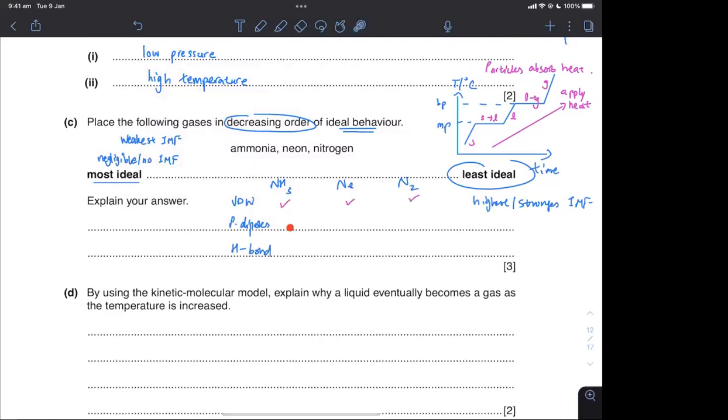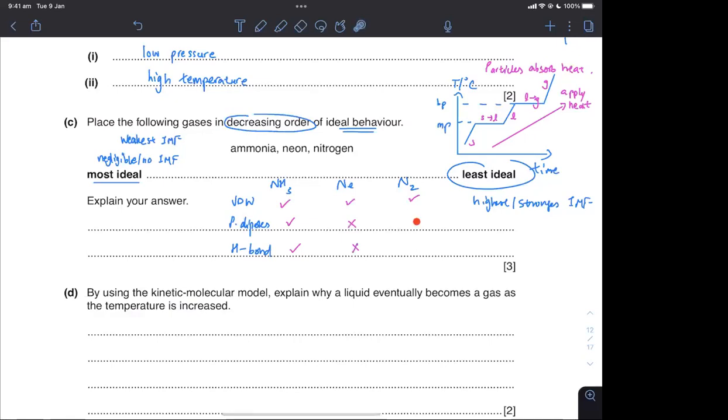Iza, is this polar or non-polar? NH3. Polar. It's polar. Can it form hydrogen bond or can it not form hydrogen bond? Can. How about neon? Is neon polar or non-polar? Non-polar. In fact, it's just a noble gas atom on its own. Obviously, not going to form hydrogen bond.